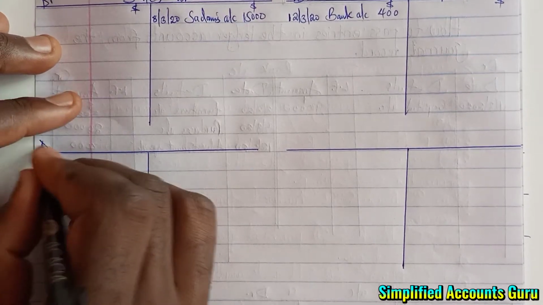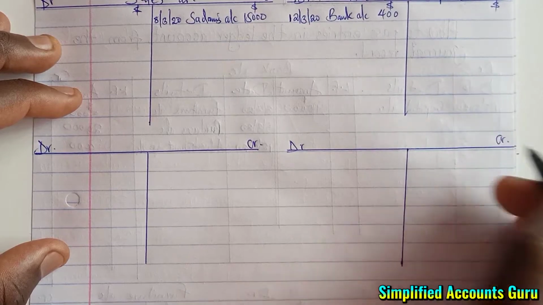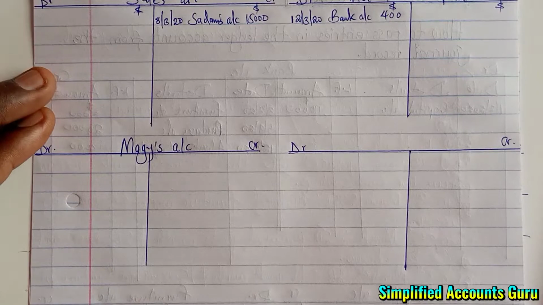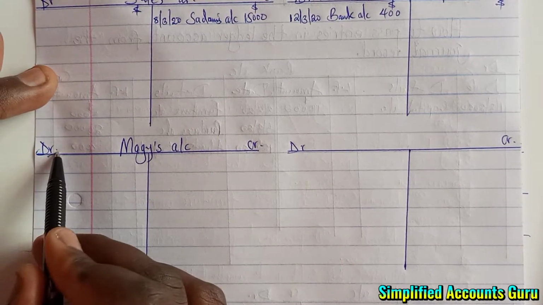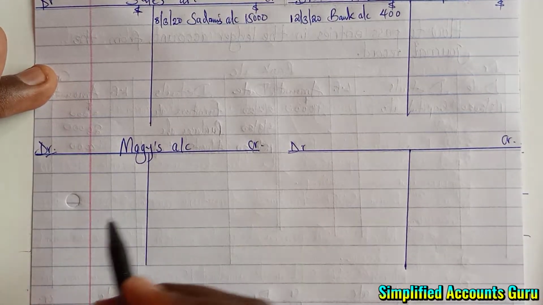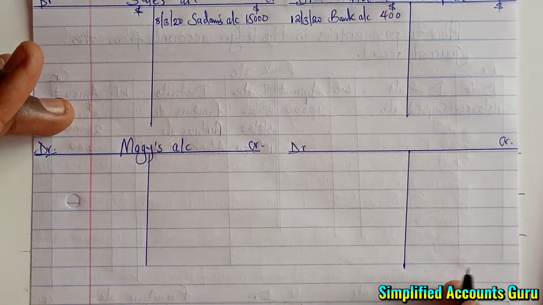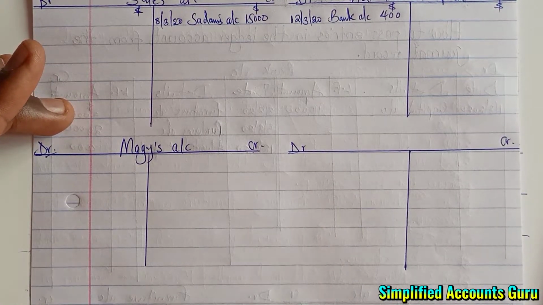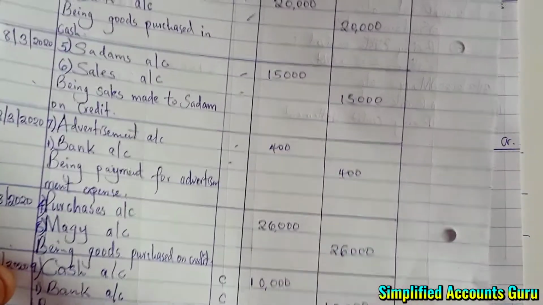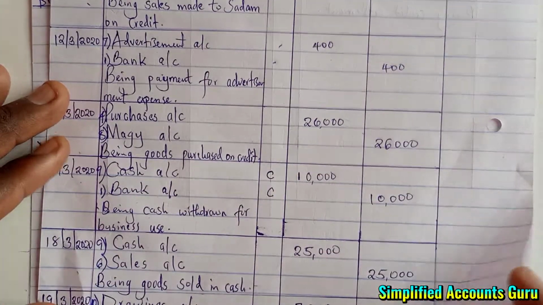So we have debit, credit, debit, credit, Maggie's account. Remember, every time you must have the debit side and the credit side. You must show the signs of credit and debit entries. You cannot just draw a T and leave it without the signs of credit and debit. For Maggie, we just come here and debit purchases and credit Maggie's account.